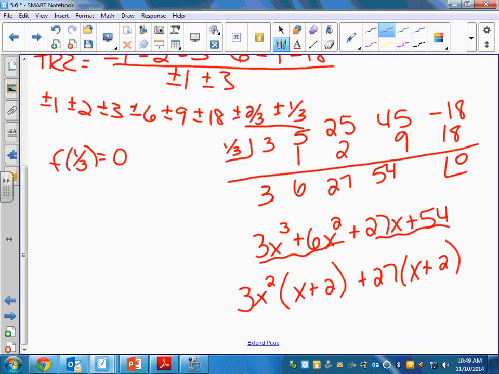Good news is if you didn't do this, negative 2 works. So if you start with negative 1, negative 2, you're going to find that negative 2 works very quickly. But to me, factor by grouping is the fastest way to go because I can now write this as x plus 2 and 3x squared plus 2.